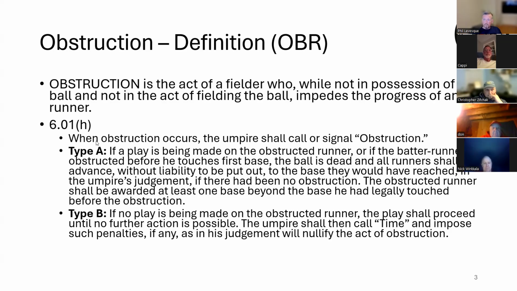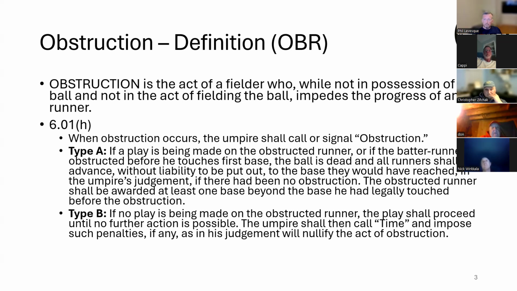But we've got two types of obstruction in OBR. We have type A, where there's a play being made on the obstructed runner, or the obstruction happens before first base. And Cappy, this will get to the situation that you described in a moment when we see some videos. In this case, we have an immediate dead ball, and we have to award at least one base. We can award more, but at least one base in type A.